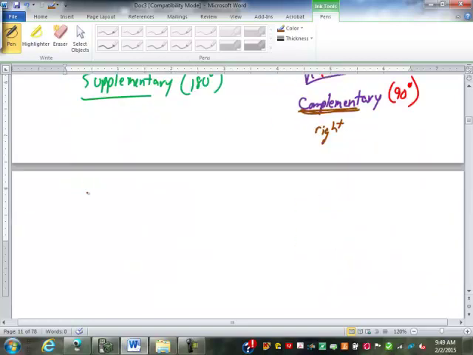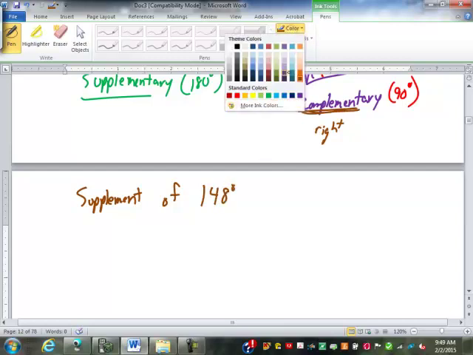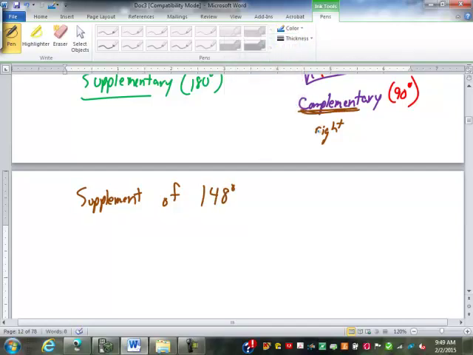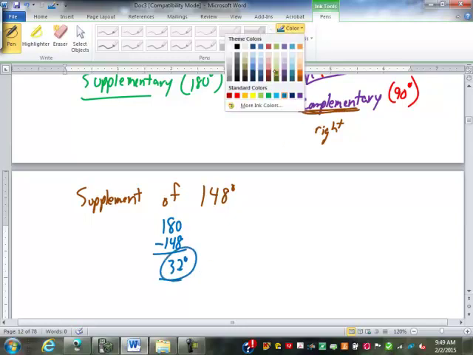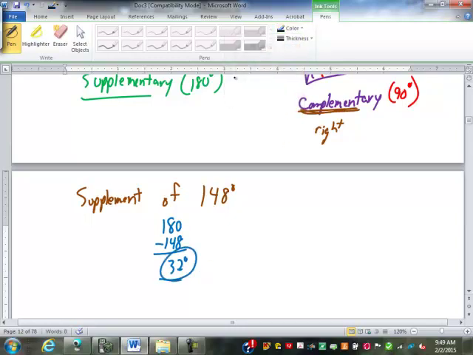So if I ask you for the supplement of 148 degrees, how do I find that? Perfect. 180 minus 148 is 32 degrees. So anytime you see the word supplement, it has to equal 180, exactly.